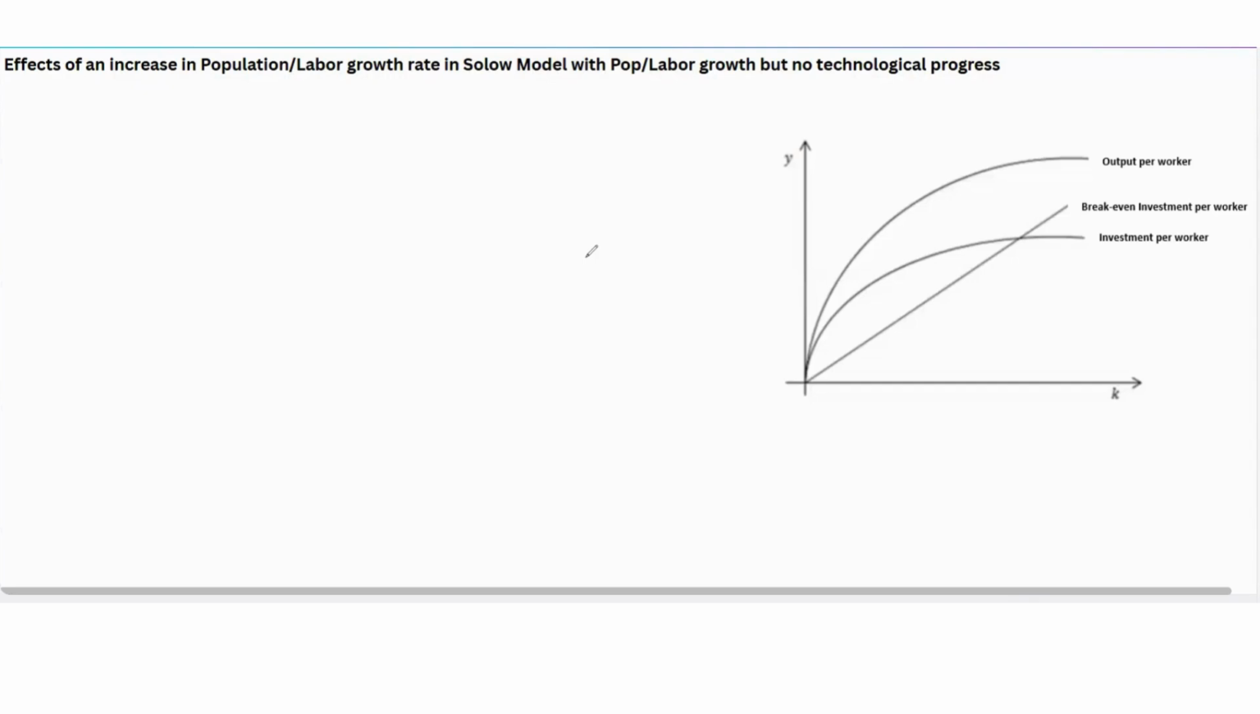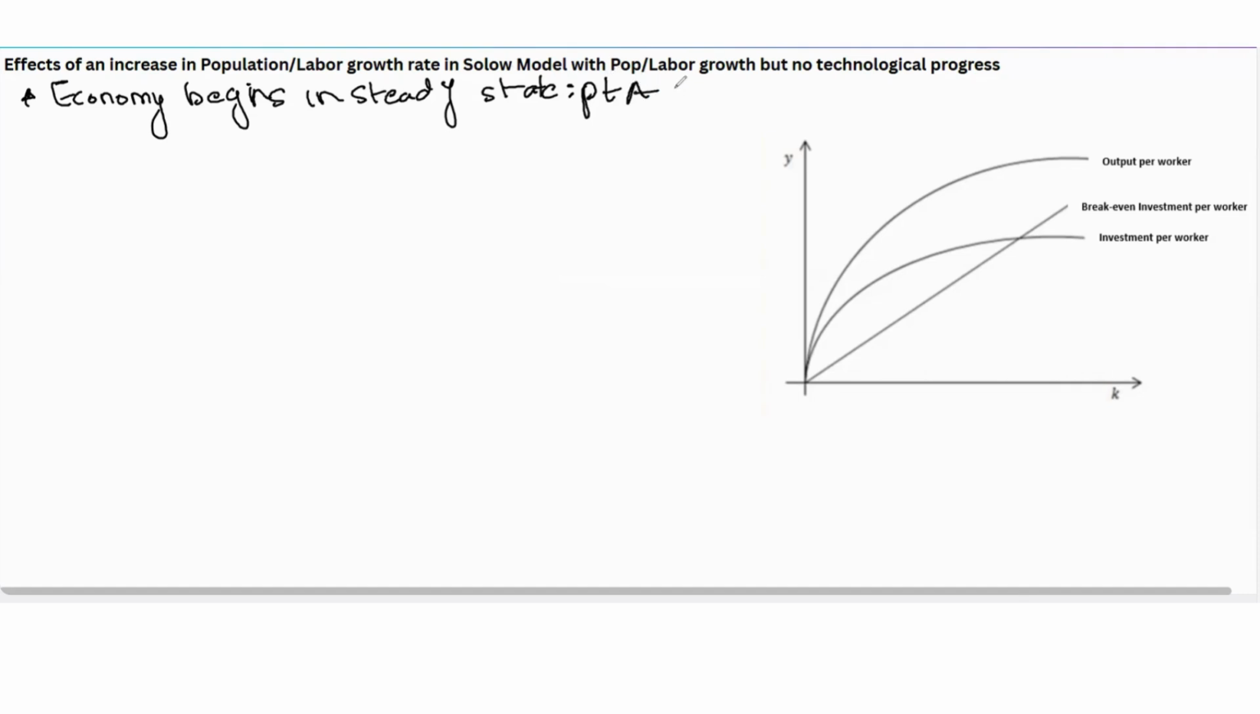We want to look at the effects of an increase in the population or labor growth rate in the Solow model with population labor growth but no technological progress. So we're going to start off with the steady state. The economy begins in steady state. We're going to start the analysis from the steady state. This is going to be point A.